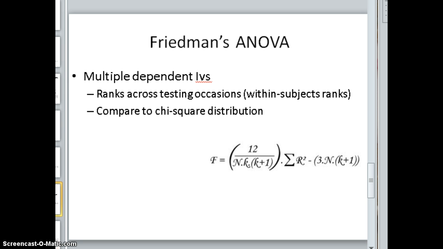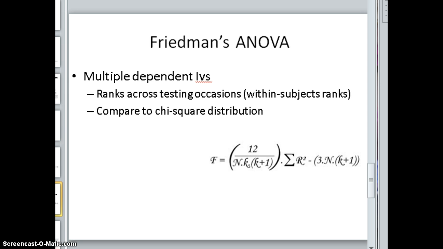So on the first testing occasion, we look at one person. Okay, we look at an individual. Let's say there's 3 testing occasions. On the first testing occasion, is that the lowest score? Is that rank of 1? And then is the second a rank of 2? And is the third a rank of 3? If it were random, we might expect the first occasion to be a 2, the second to be a 1, the third to be a 3, or something along those lines.